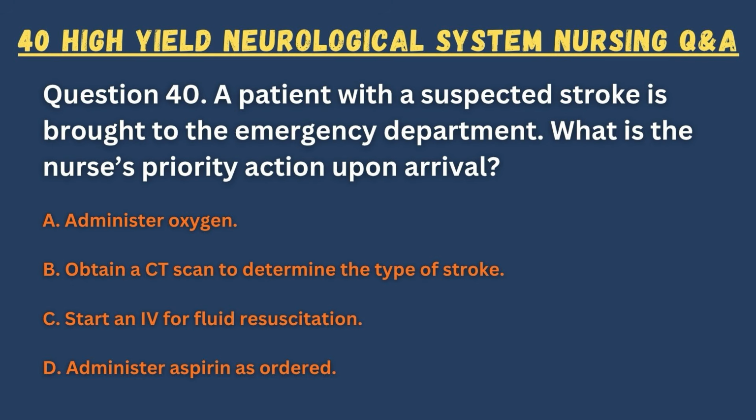Question 40. A patient with a suspected stroke is brought to the emergency department. What is the nurse's priority action upon arrival? A. Administer oxygen. B. Obtain a CT scan to determine the type of stroke. C. Start an IV for fluid resuscitation. D. Administer aspirin as ordered.